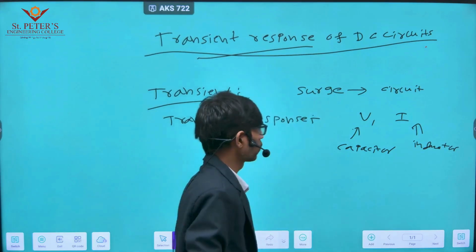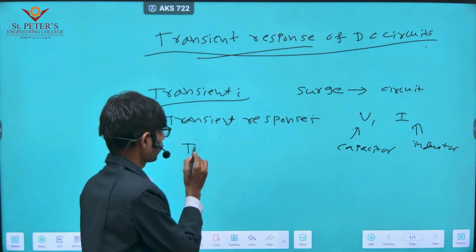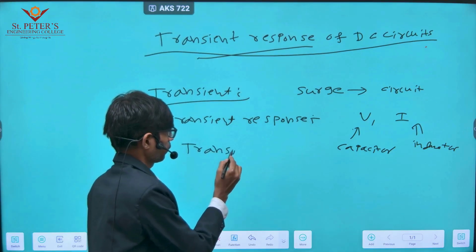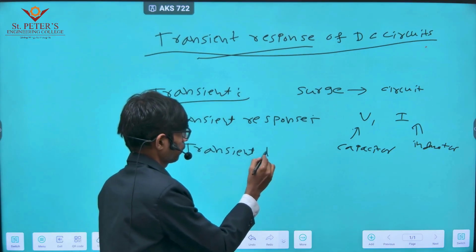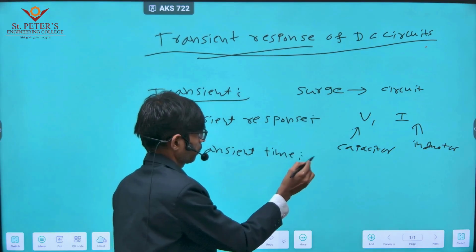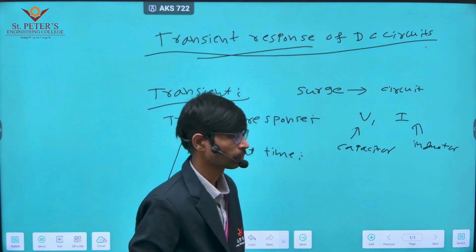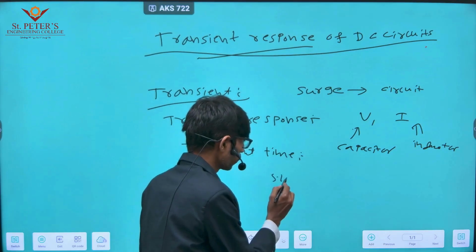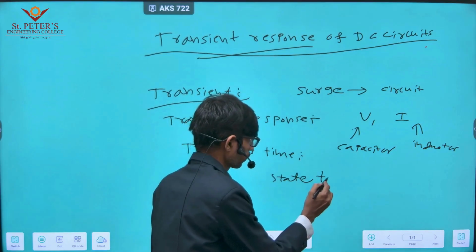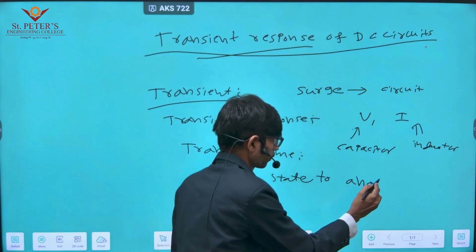Okay. So what is the transient time? The time taken for the circuit changing from one state to another state.